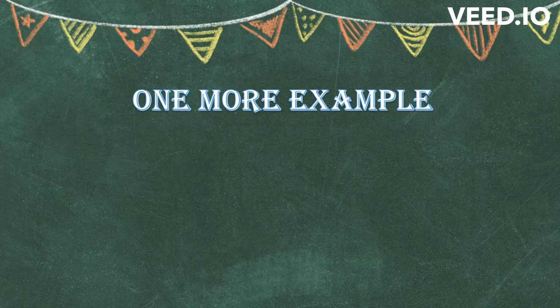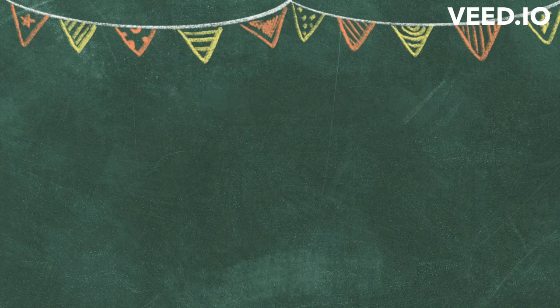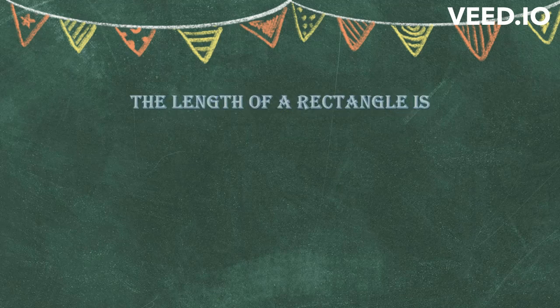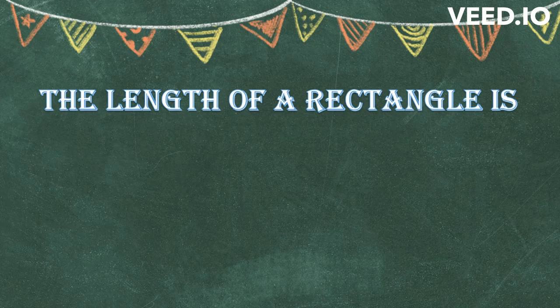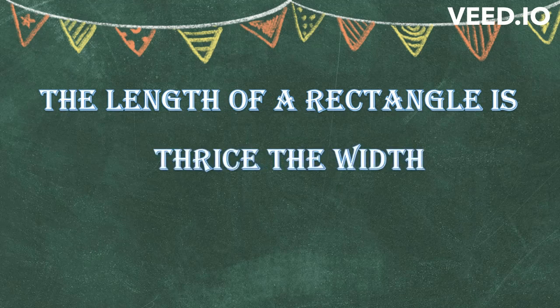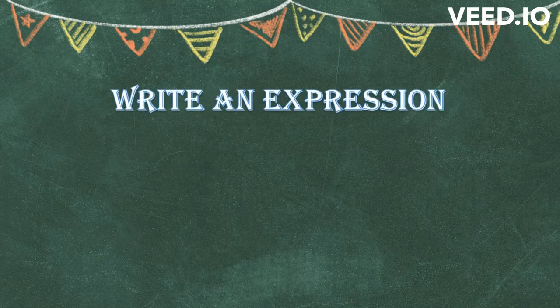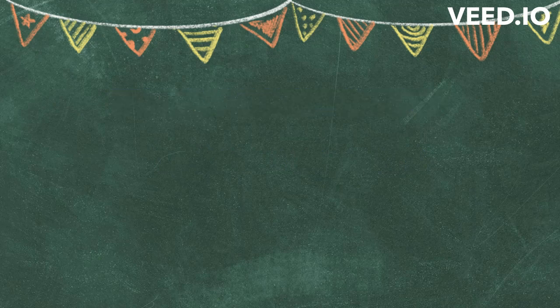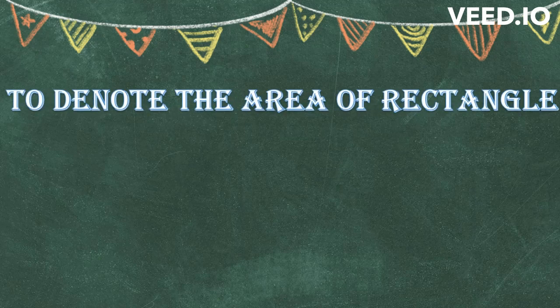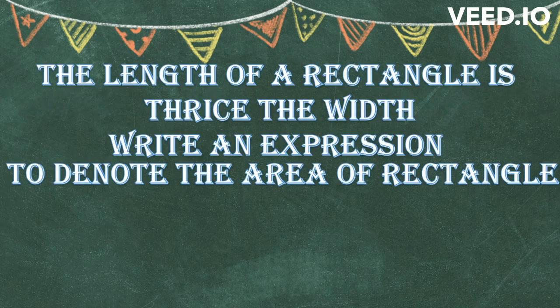Let's take one more example. The length of a rectangle is thrice the width. That means 3 times the width. Write an expression to denote the area of the rectangle.